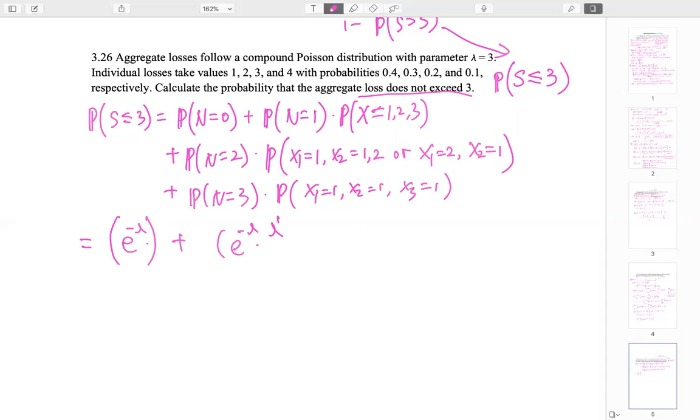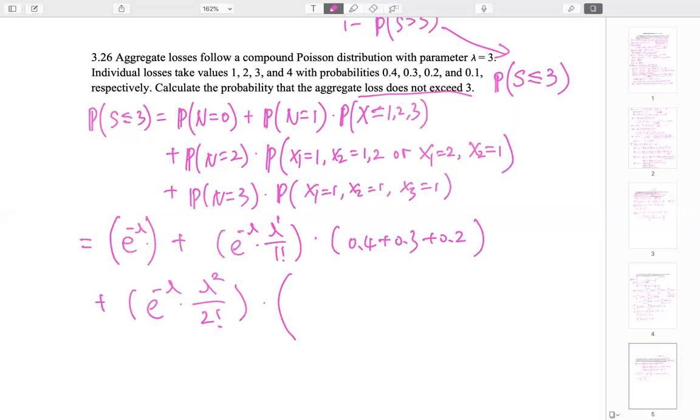Lambda to the first, which is lambda divided by 1 factorial, is 1. So this is 0.4 plus 0.3 plus 0.1 plus 0.2, so it's actually 0.9, plus e to the negative lambda, lambda squared over 2 factorial, times. Okay, now let's analyze. When x is 1, it's 0.4.